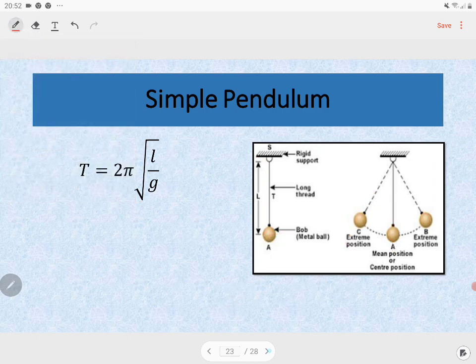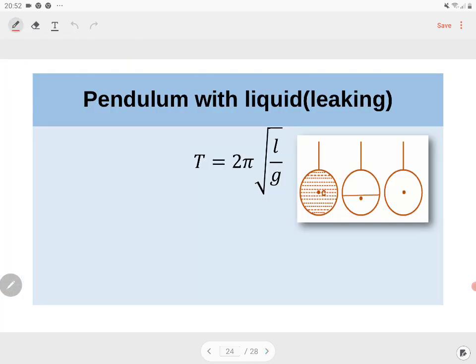We see the simple pendulum in different cases. See here, simple pendulum with liquid leaking. What is liquid leaking? The bob, the spherical object, is filled with a liquid, and we make a small hole here at the bottom. The liquid will be leaking. When the liquid is leaking, what will happen, children? The center of gravity of the bob lowers, so it comes down.